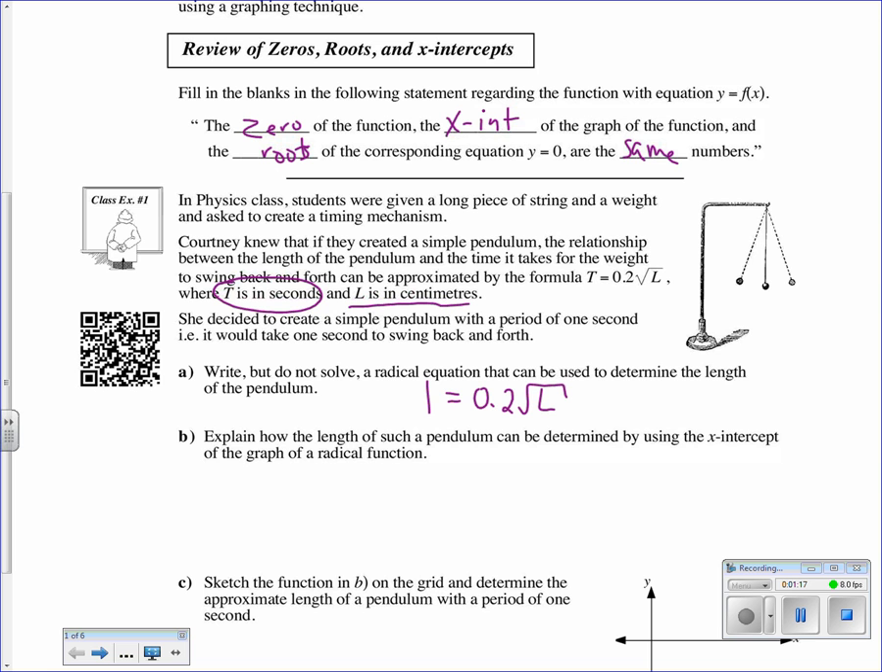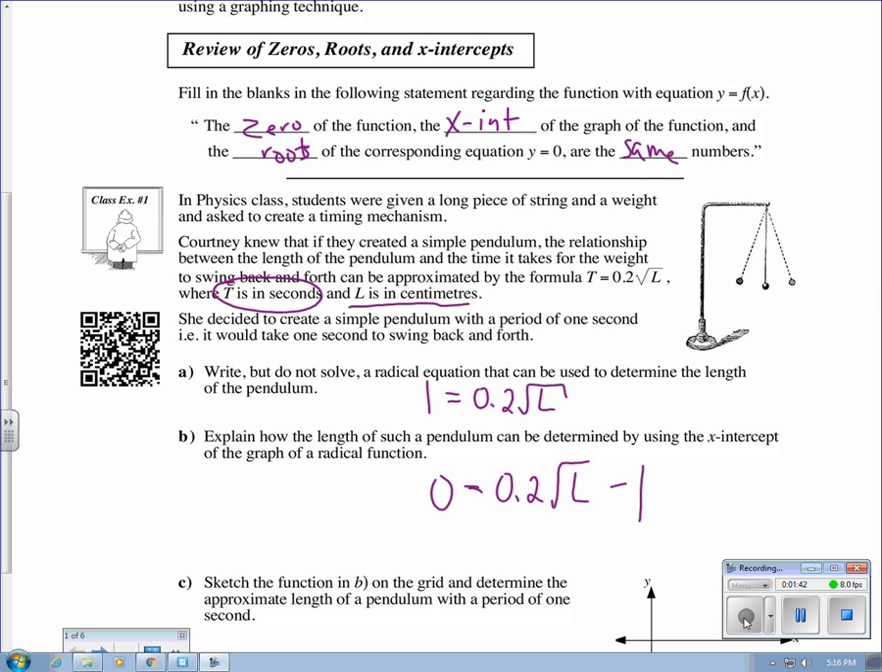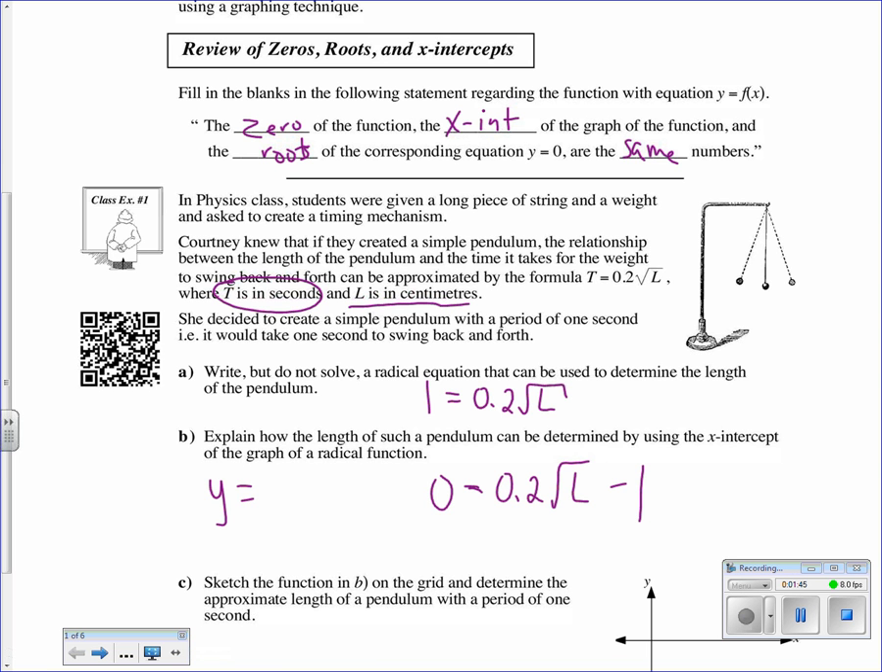If we want to employ the x-intercept method, we actually need to change the equation into a y equals or a 0 possibility. So 0 is equal to 0.2 the square root of L minus 1. This is something that you can now graph on your calculator and find the corresponding x-intercept. So I could create that graph by plotting y equals 0.2 the square root of x minus 1 and finding out where that x-intercept is.